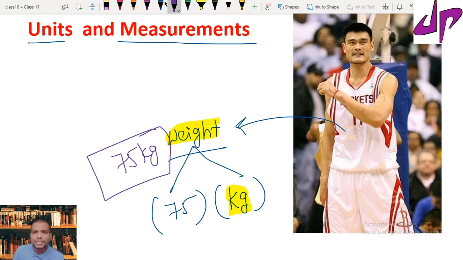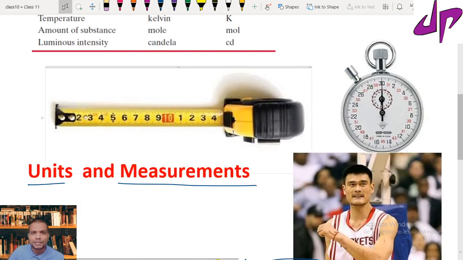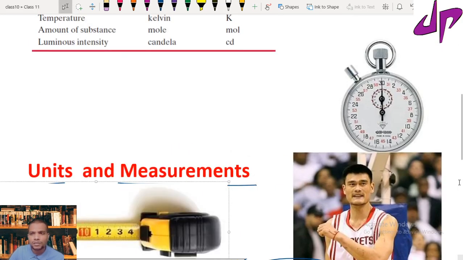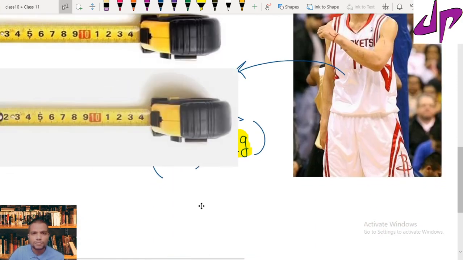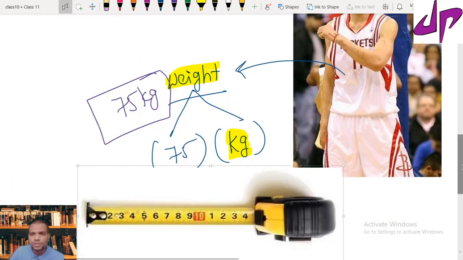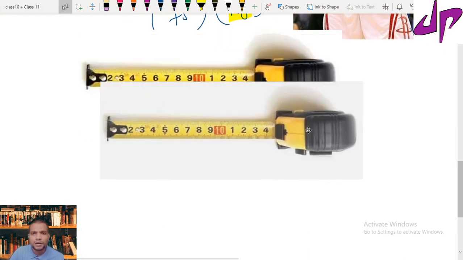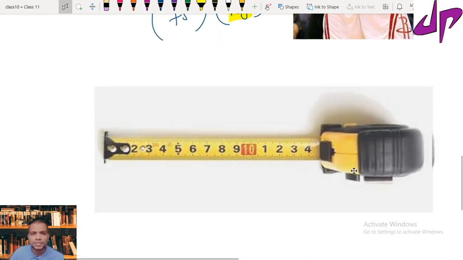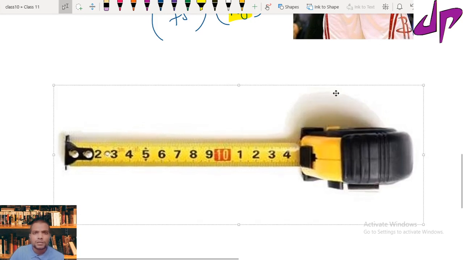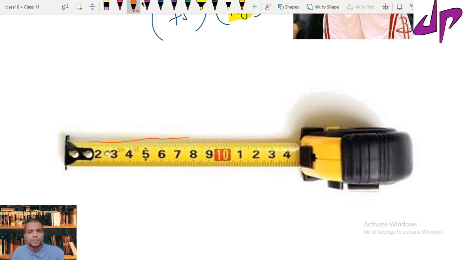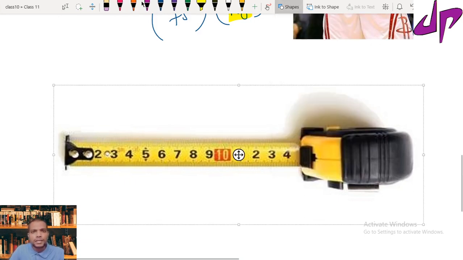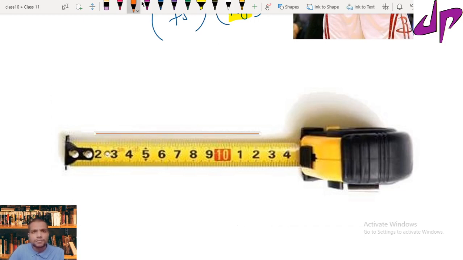Otherwise, take another question. Suppose I ask you to measure a certain length. Take this instrument and try to measure a length. This is a measuring instrument, and we already know that it measures something. Suppose I draw a line here with the help of this.